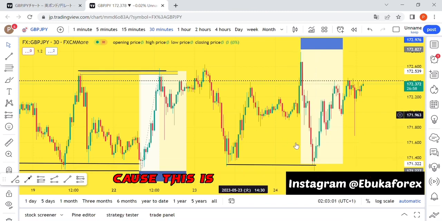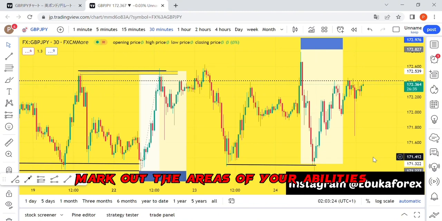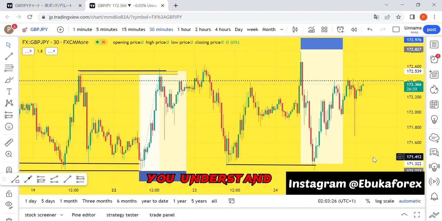You understand? Because this is a previous session high. This is a previous London high. Because when you look over here now, you can see the equal lows here. So after that, just like I did here, you just use your horizontal line or anything to mark out the areas of liquidity. You understand?